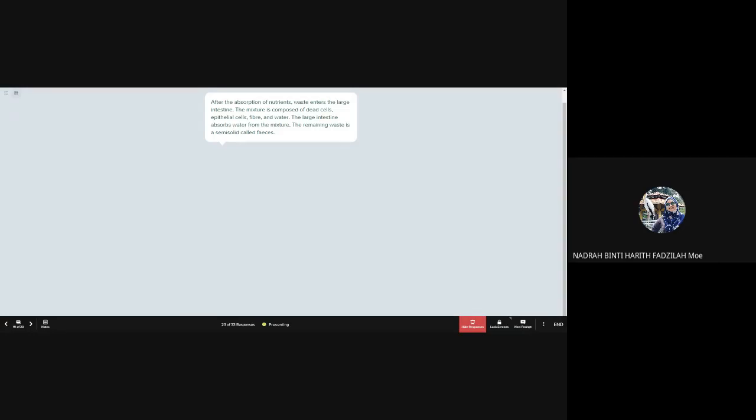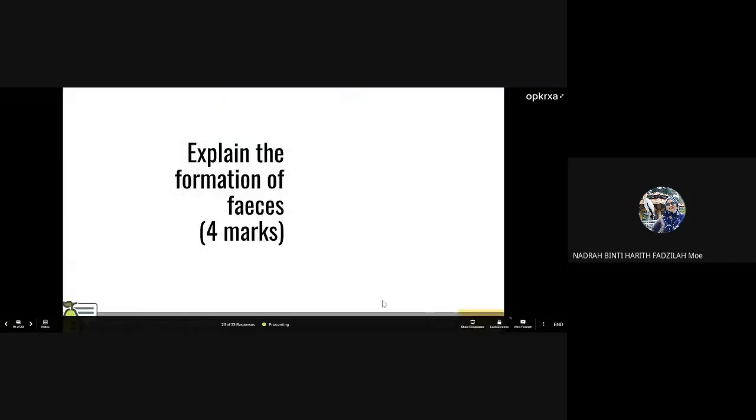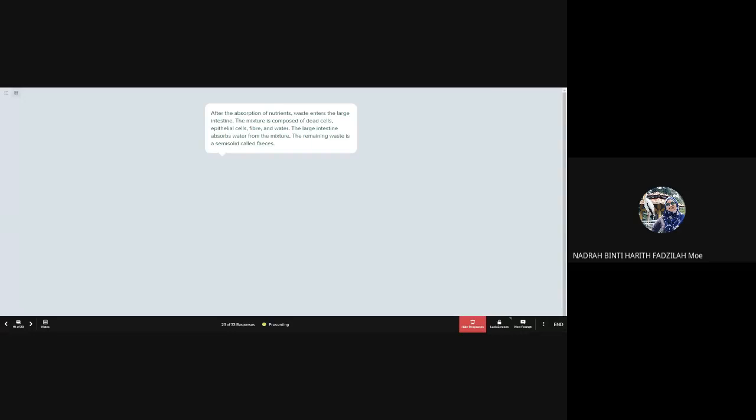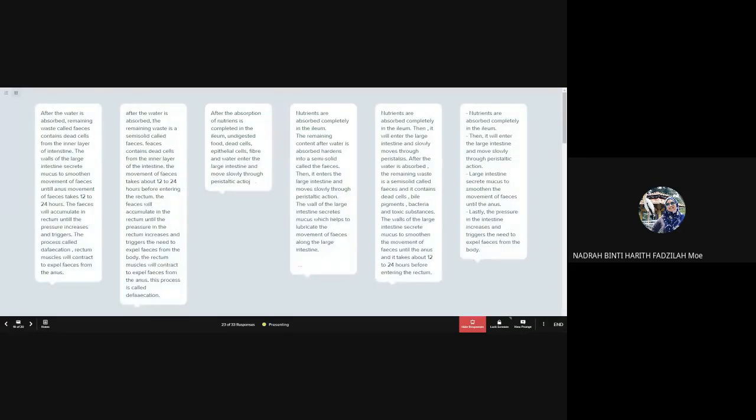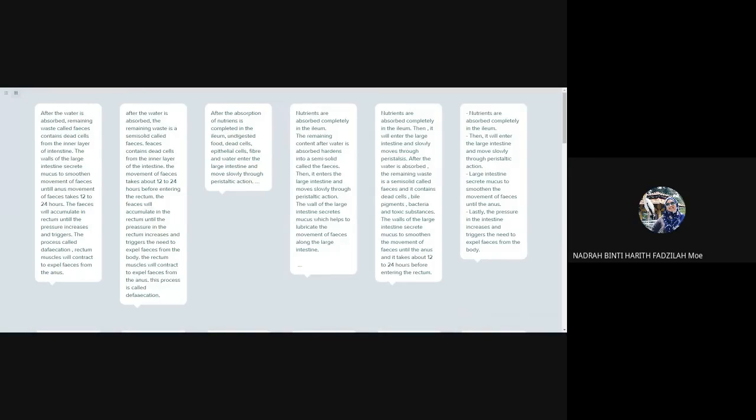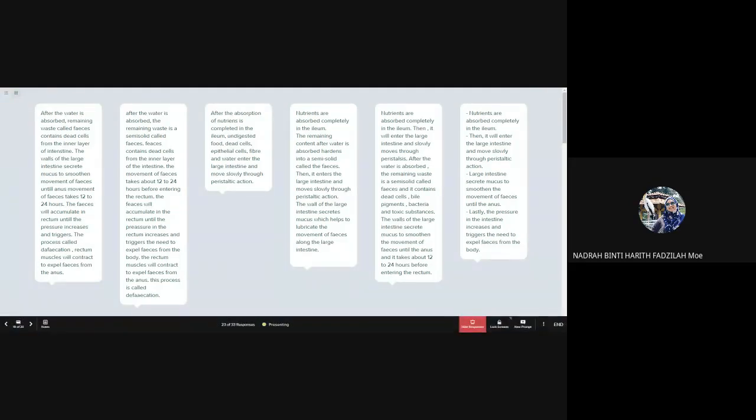Satu yang kita boleh tambah dekat sini ialah itulah large intestine secretes mucus. Saya perasan ramai juga yang tulis large intestine secretes mucus tu. Itu adalah poin yang baik, boleh juga ditulis untuk soalan ini ya, untuk explanation ini. Okay. I give you another 30 seconds to update your answer.